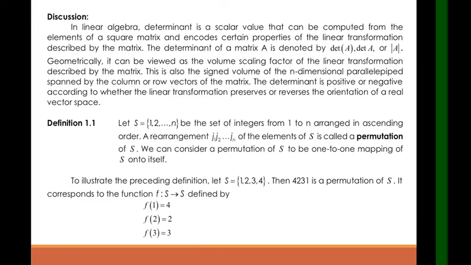That is a permutation. When we are talking about permutation, it's about position. We can use 4, 2, 3, 1 as the permutation of S. It corresponds to the function f from S to S, defined as f(1) = 4, f(2) = 2, f(3) = 3, f(4) = 1.